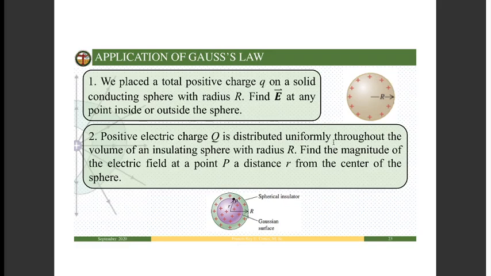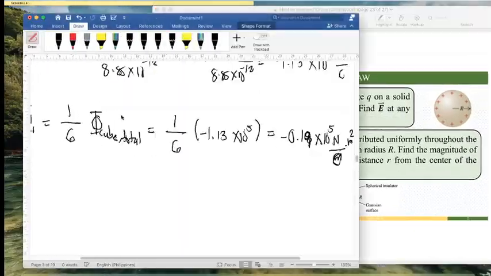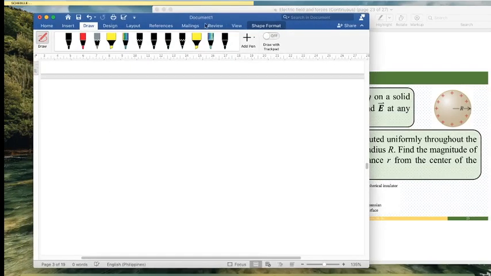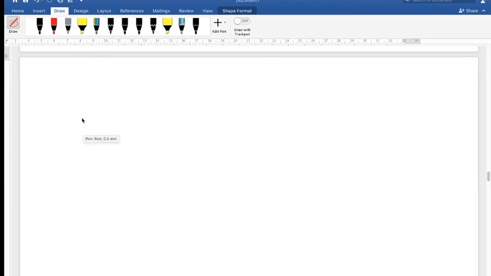Okay? So next, we have to find out the electric field at any point inside or outside the surface. So how to do that one? So to do that one, we have here a solid conductor nga naay radius R. So iyahang mga charges are on the surface of the solid conductor, di ba? So we have to find the electric field inside and outside the sphere.